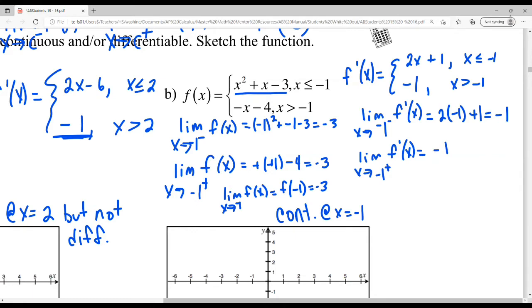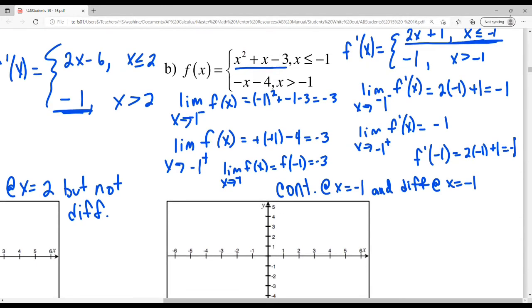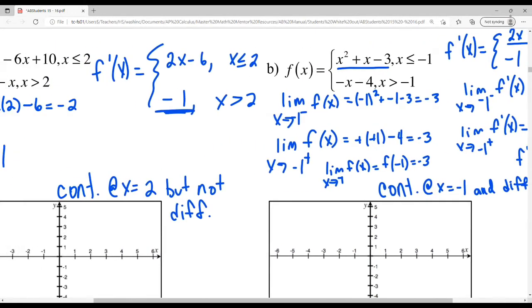Since those are equal, and since that also equals f prime of -1, if we were to look, we would plug it into this top function because that's less than or equal to. We would get 2 times -1 plus 1, which is -1. So since those things are equal in this case, we know that it's continuous at x equals -1 and differentiable at x equals -1. So if we said it was differentiable, that implies that it's also continuous. Just because it's continuous, as we saw in part A, does not mean it's differentiable.